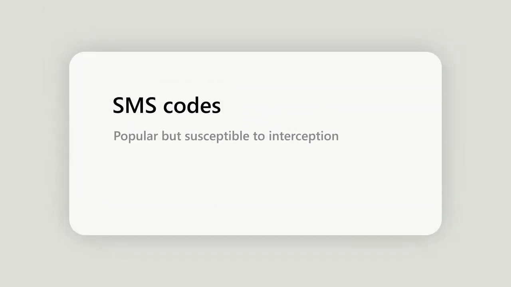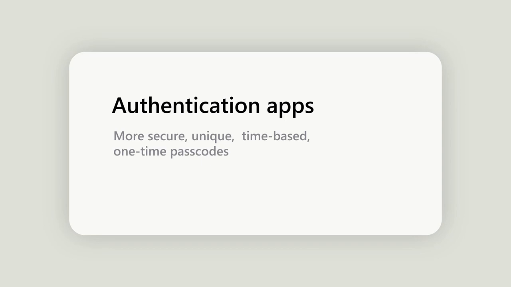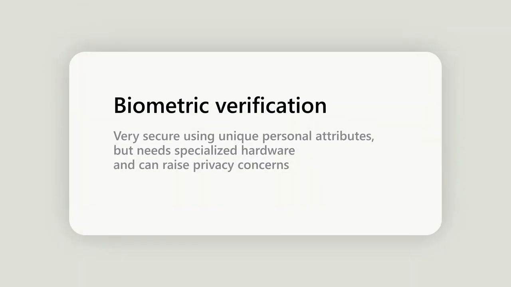Sending a one-time code via SMS is a popular MFA method. However, it's susceptible to interception through SIM swapping or network interception. Apps like Microsoft Authenticator or Google Authenticator generate time-based, one-time passcodes. They're more secure than SMS codes, as they're not transmitted over the network and are unique to the device. Biometric methods like facial recognition, fingerprints, and iris scans provide a high security level using unique personal attributes. While highly secure, they require specialized hardware and can raise privacy concerns.